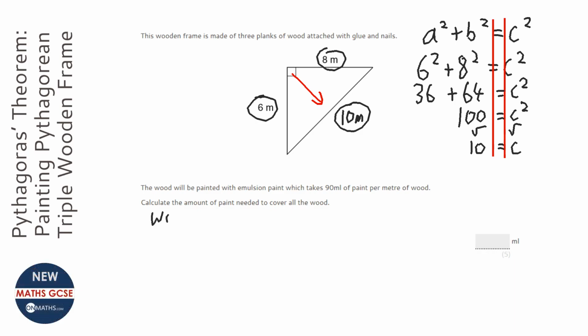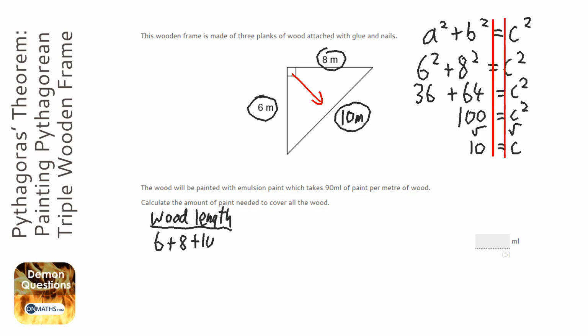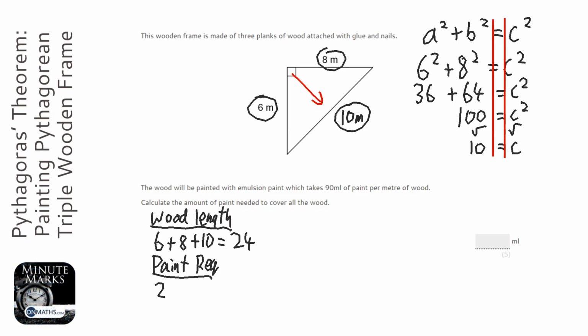So I'm going to say to the examiner wood length or something. Always try and describe to the examiner what you're doing. So we're going to do 6 plus 8 plus 10. So 6 plus 8 is 14 plus 10 is 24. Okay. And then to work out the amount of paint required, I need to do 24, because we've got 24 metres of wood, times 90 because it's 90 millilitres per metre.